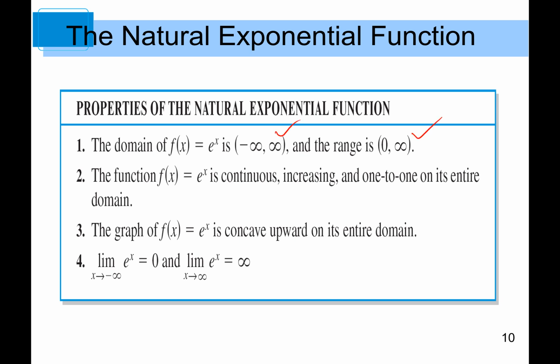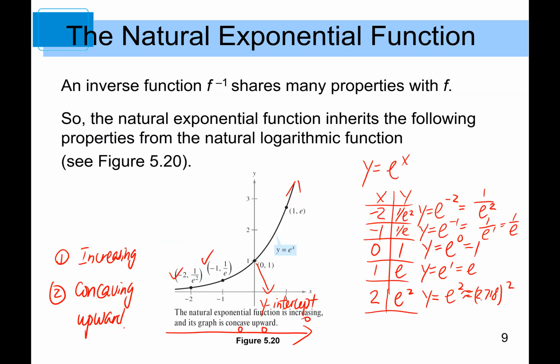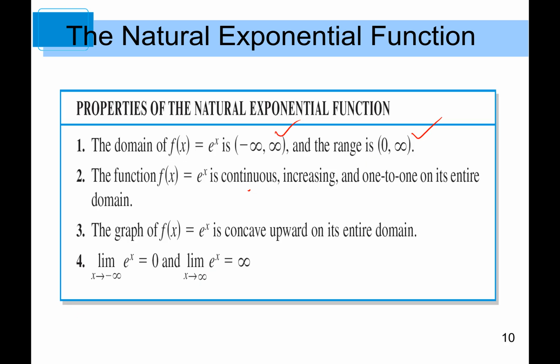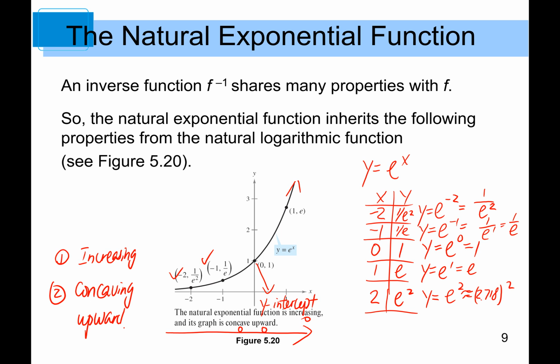The function f of x equal to e to the x is continuous. If you go back, you don't see any hole, no gap, no jump, no breaks. That indicates continuous. It's increasing, and it's a one-to-one relationship, right? If you perform a horizontal line test, you only have one intercept. That means it has a unique inverse function. Just one unique inverse function.